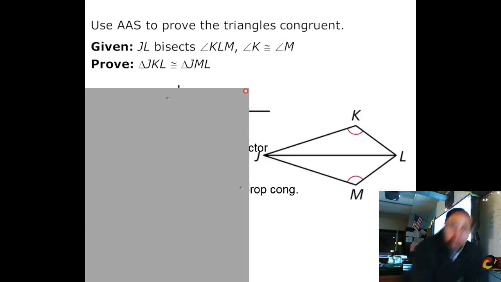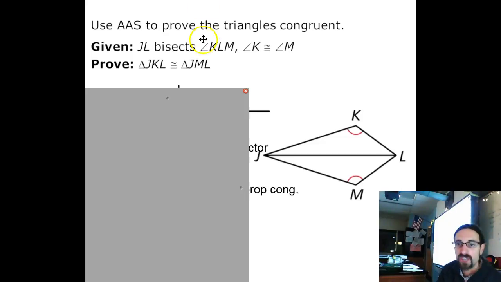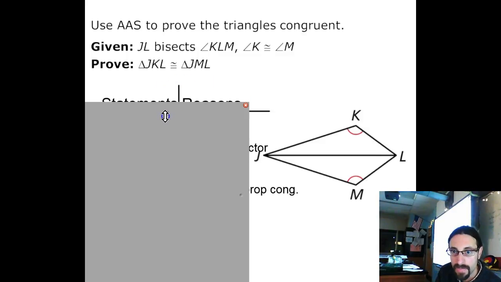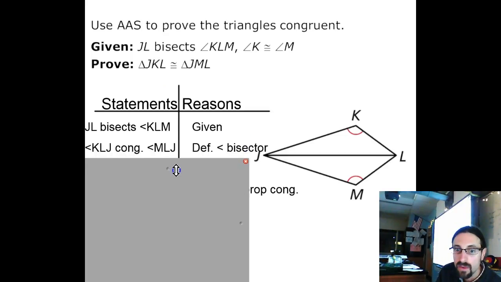So what does this look like? Use angle, angle, side to prove that the triangles are congruent. And the given information says JL bisects KLM, and angle K is congruent to angle M. So let's set up our statements and our reasons, of course. JL bisects KLM. Well, what does that mean? Well, that means that angle KLJ is congruent to MLJ.